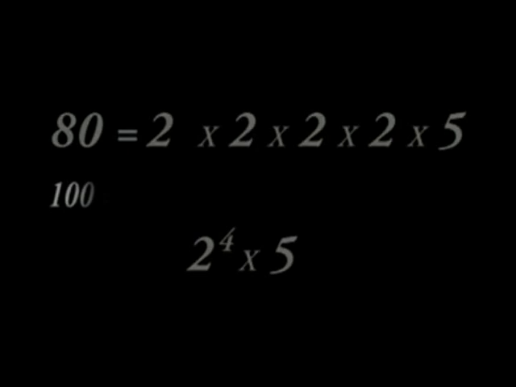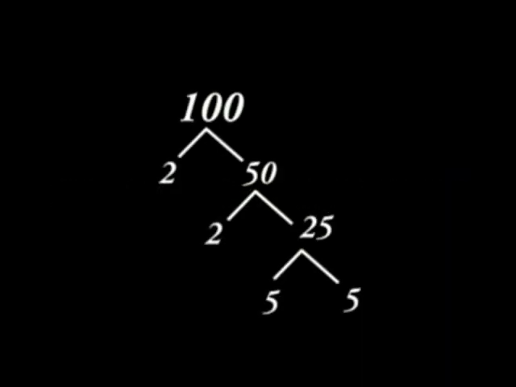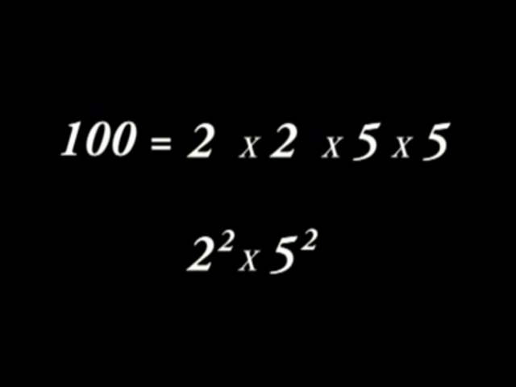Similarly, the factors of 100 are 1, 2, 4, 5, 10, 20, 25, 50, and 100. When expressed as a product of its prime factors, we have 100 divided by 2 50 times, 50 by 2 25 times, and 25 by 5 5 times. Therefore, we have 2 squared times 5 squared.